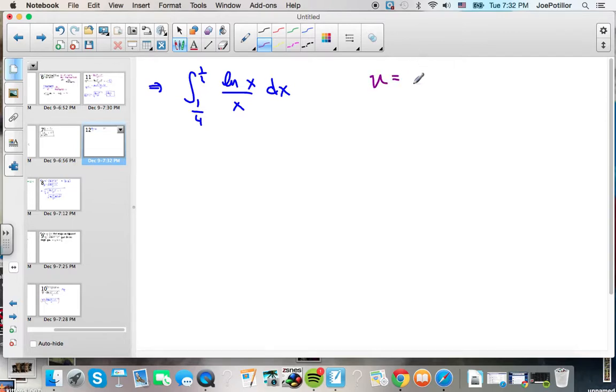Okay, deal. U equals ln of x. And I'm going to change my limits of integration from x's to u's. So plugging in the numbers.